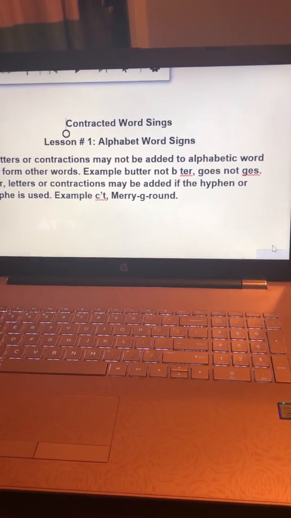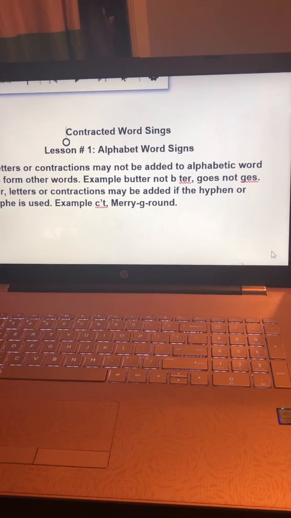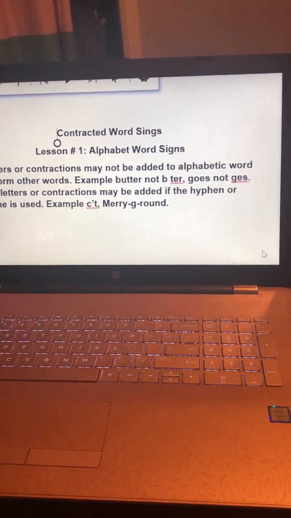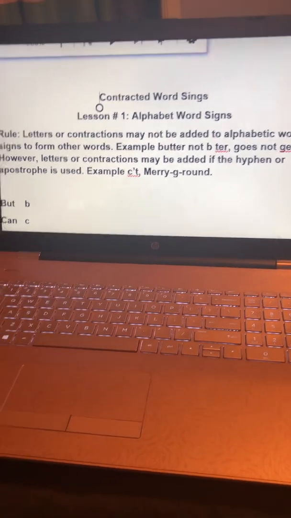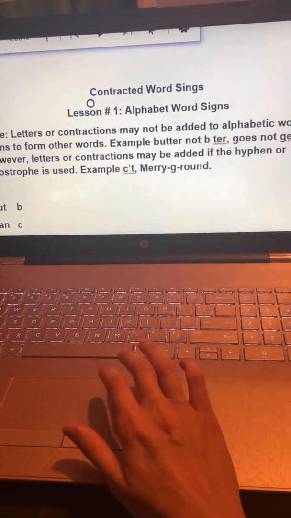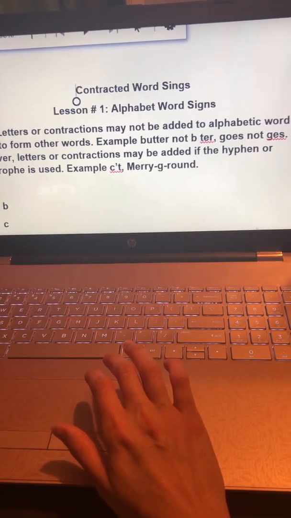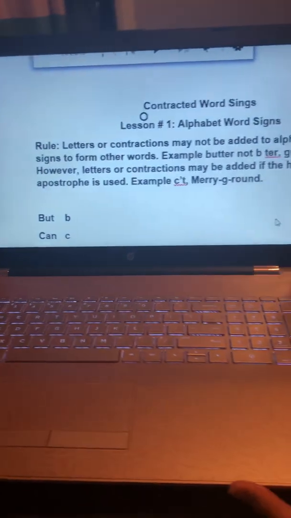Like in print, you have the word can't, and you use the apostrophe. So you do C-A-N apostrophe T. That would be kind of like an idea for a contracted sign, where you're using an abbreviation or shortening of a word. In this case, I physically typed out the rules. So we're going to start with contracted word signs, and this is lesson number 1, called alphabetic word signs. Let me read you the rule, and I also have it physically in Braille, but I felt that if my audience is more visual, I wanted to give you the opportunity to have it read to you, and I'll explain it as we go.